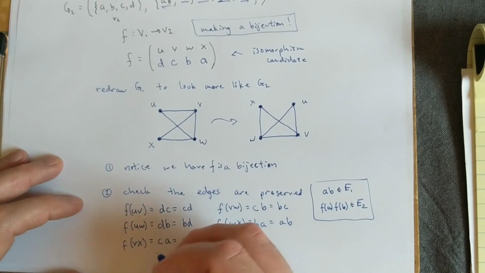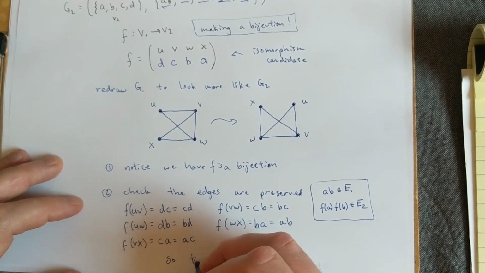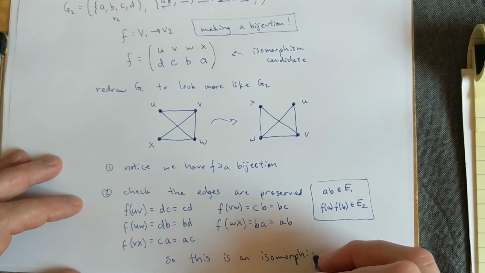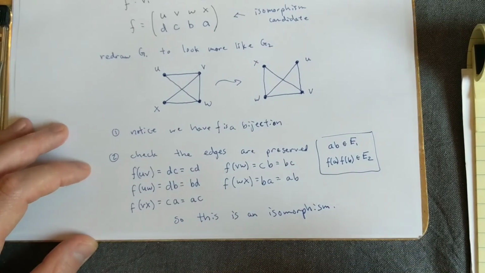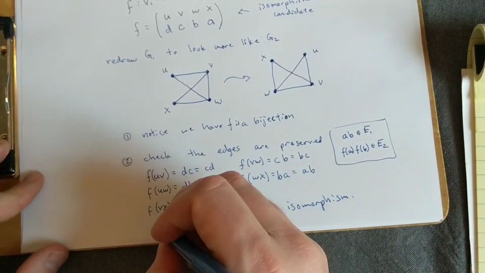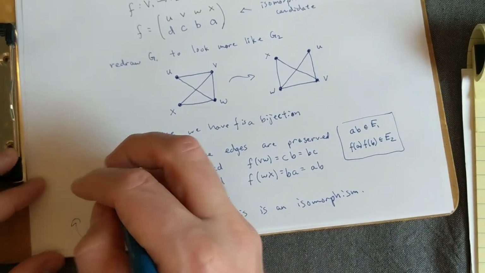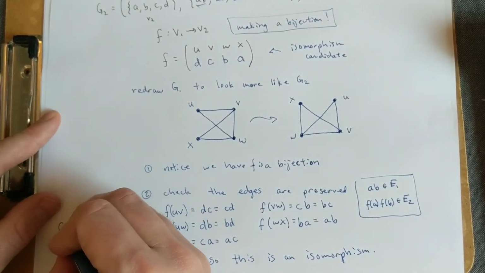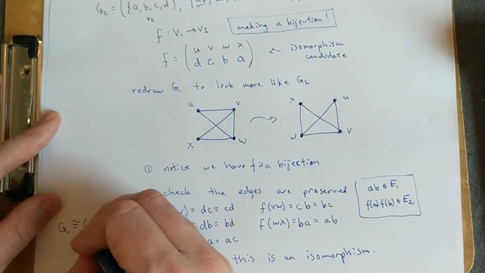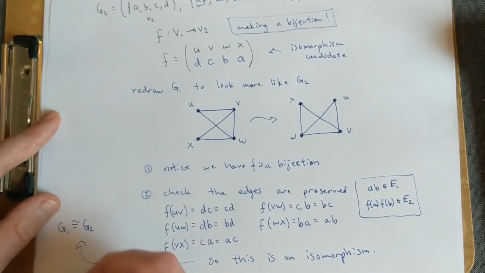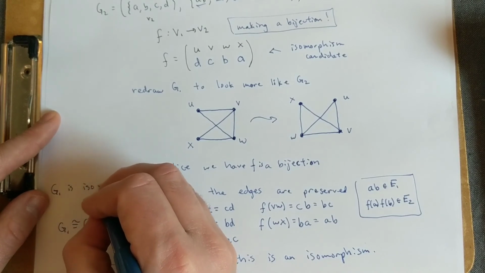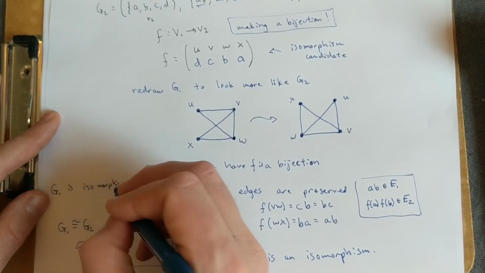So this is a bijection. So this is an isomorphism. And the way we write that these two graphs are equivalent is that G1 is equivalent to G2, and we read this by saying G1 is isomorphic to G2.